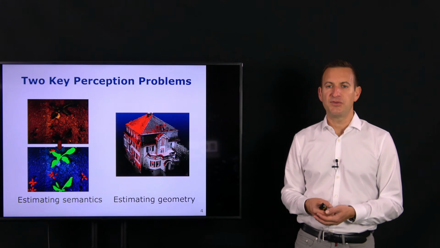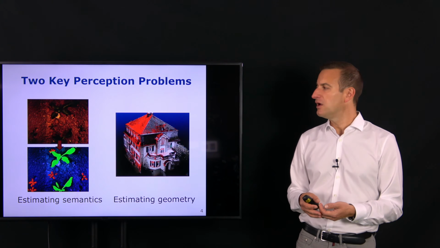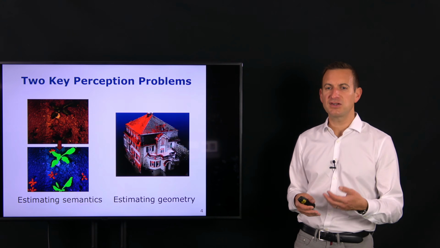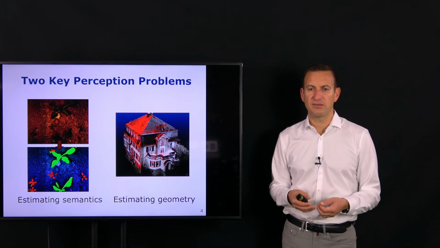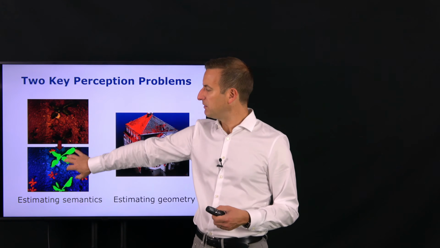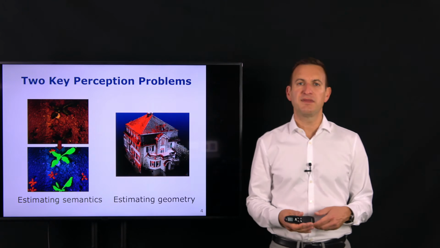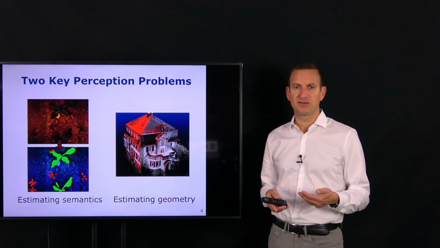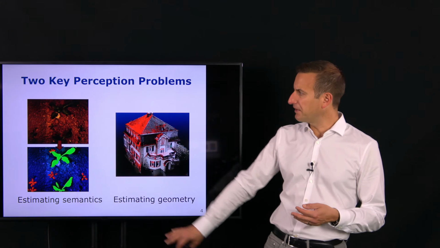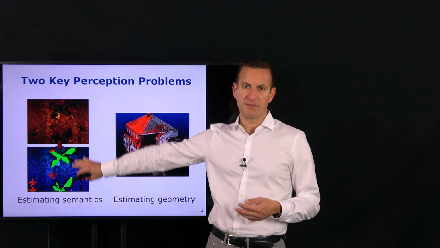There are two key perception problems. The first one is related to estimating or assessing semantic information, and the second one is related to estimating geometric information. Semantic information means, for example, we take that image and want to interpret which part of the image belongs to a certain semantic class, like being a crop or a wheat plant in this example. And this is something that we are not really covering in this course this time.